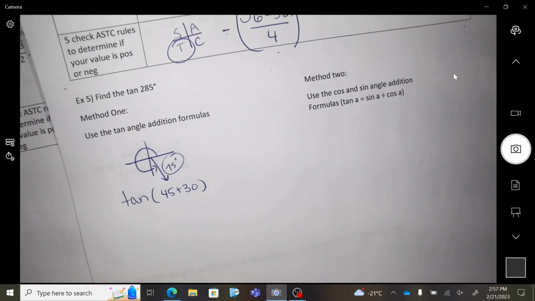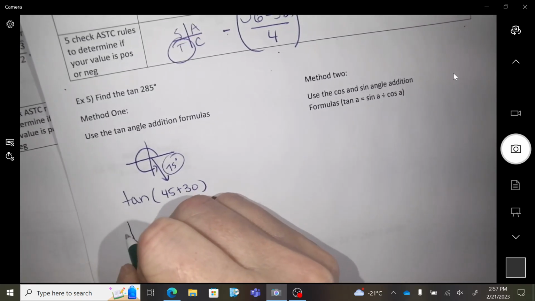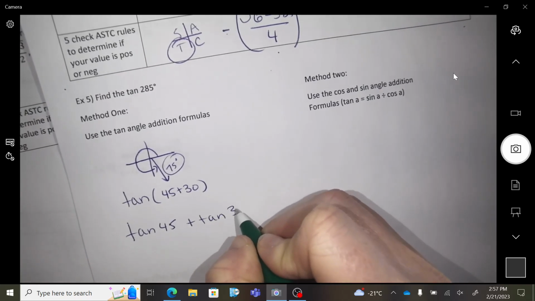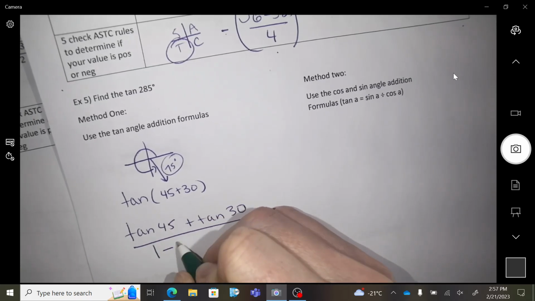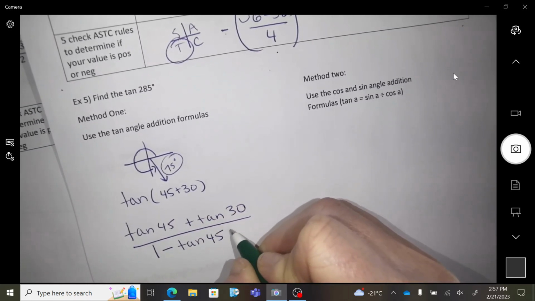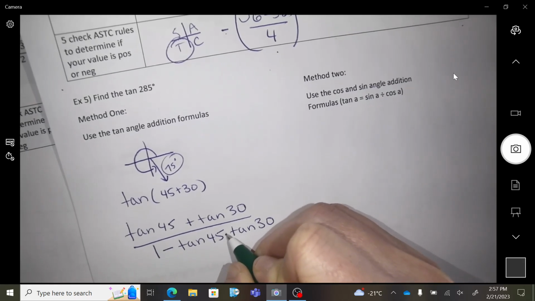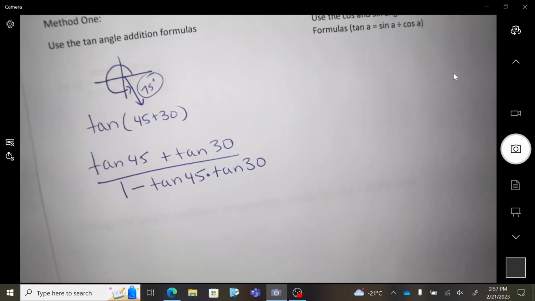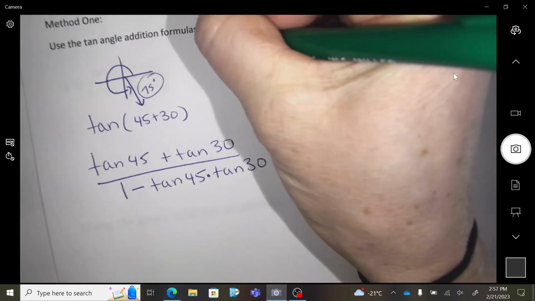Okay, the tan formula is a little bit trickier. So the tan of 45 plus the tan of 30, over 1 minus tan 45 times tan 30. Okay, so let's talk about this separately.